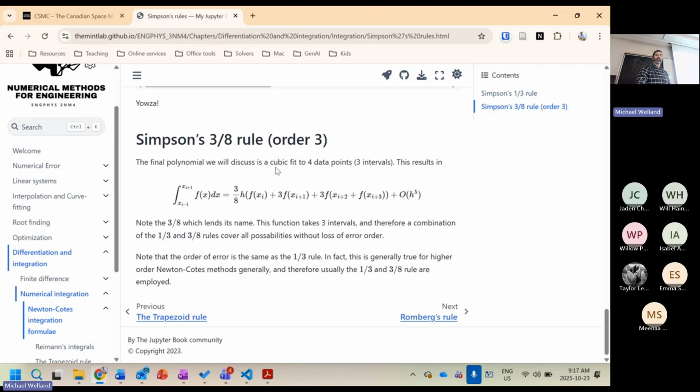The 3/8 rule, what you have to do is fit a cubic to the case. So if you have an odd number of data intervals, then you're not going to be able to find pairs. You're going to have one left over, which is 3 intervals together. So you fit a cubic to that, integrate that exactly, and this is what you get. And it actually has a similar accuracy, which is super nice. Again, everything's tied up together.